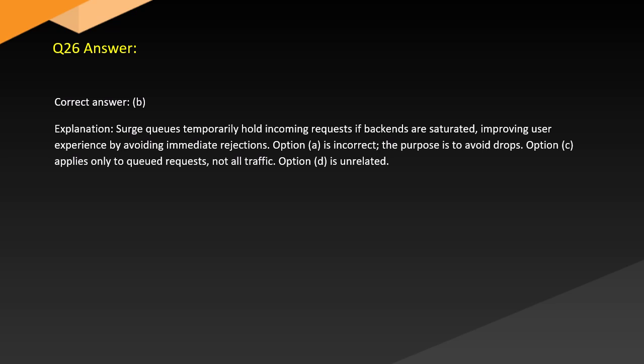Answer. Correct answer: B. Explanation: Surge queues temporarily hold incoming requests if backends are saturated, improving user experience by avoiding immediate rejections. Option A is incorrect. The purpose is to avoid drops. Option C applies only to queued requests, not all traffic. Option D is unrelated.